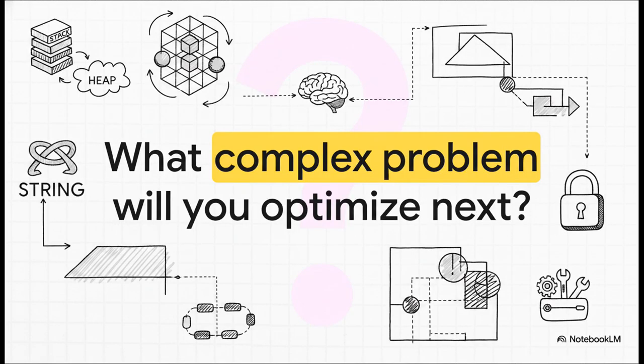We have covered so much ground today. You've traversed the stack and the heap. You've rotated multidimensional grids, and you've safely manipulated immutable strings. You now have these foundational masterclass tools right in your mental toolkit. Keep practicing, keep analyzing your complexity. So the only question left for you is, what complex software engineering problem are you going to optimize next?